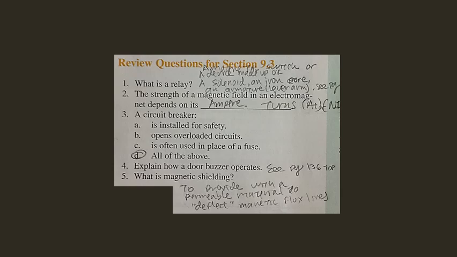Now for the review questions for section 9.3. Question 1. What is a relay? It is a magnetic switch or device made up of a solenoid, an iron core, and an armature or lever arm. Question 2. The strength of a magnetic field in an electromagnet depends on its ampere turns, or AT, also called NI.